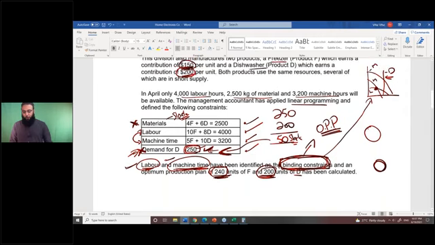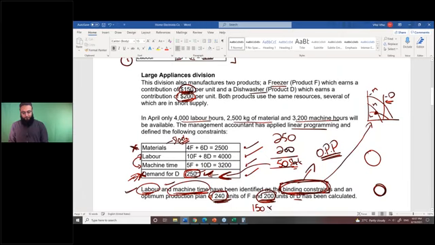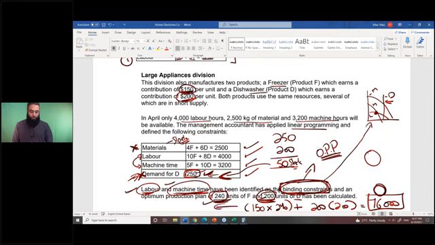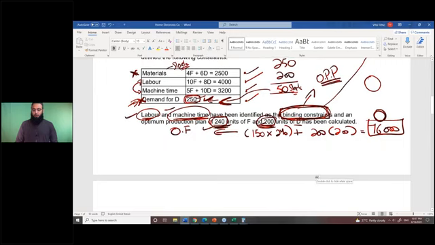The contribution for F is 150 multiplied by units 240, plus 200 contribution multiplied by 200. So I don't know what is the answer. Let me check. 150 contribution per unit into 240 units plus 200 into 200 is 76,000. And yes, this is the contribution. Again, this is the objective function equation through which you have worked out. Okay? Clear?